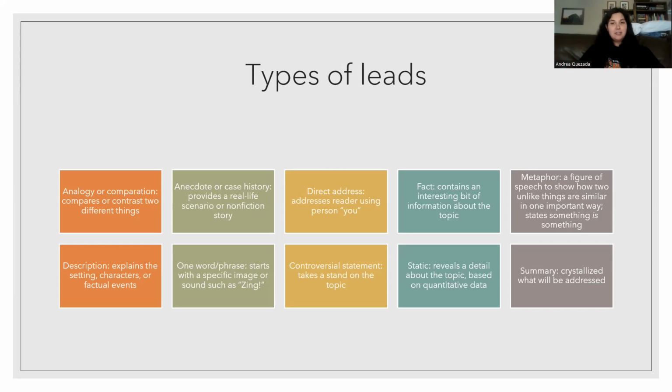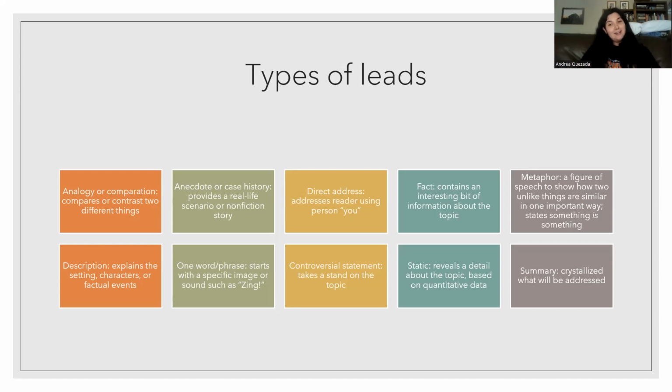And then we have the fact that contains a little bit of information about the topic. We have metaphor, which is a figure of speech that shows how two different things are similar in an important way. So it's like comparison, but in figurative speech. Then we have description that explains the setting, characters, and factual events. Then we have the one word or one phrase that starts with a specific image or a sound, such as ding, boom, splash. And then we have the controversial statement that takes a stand on the topic.